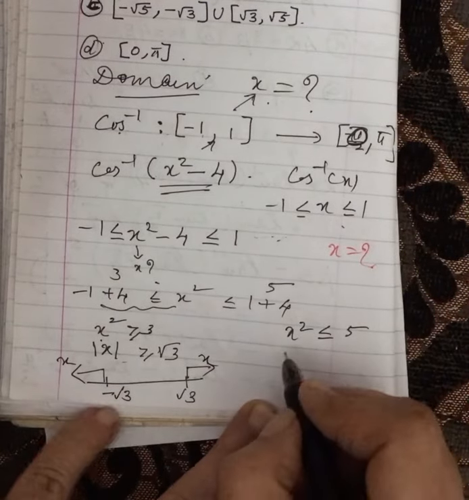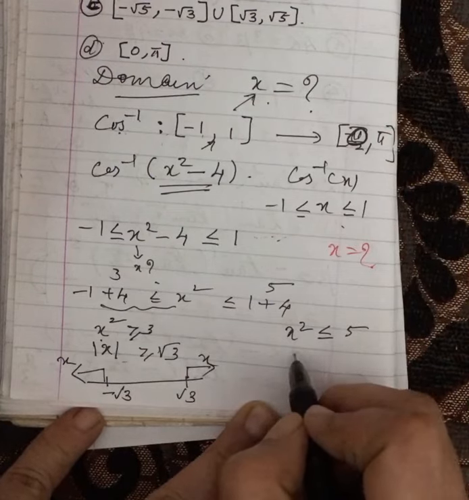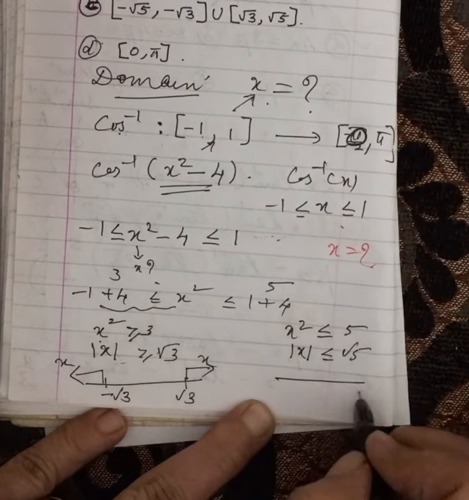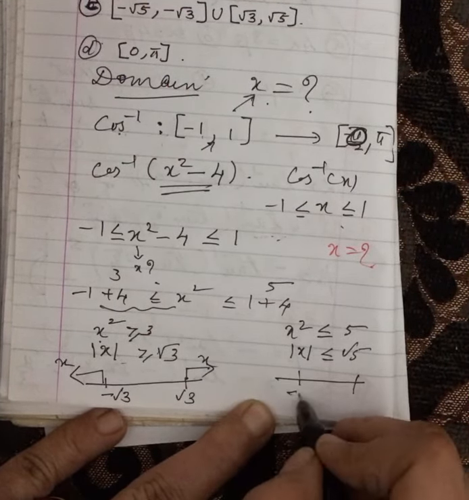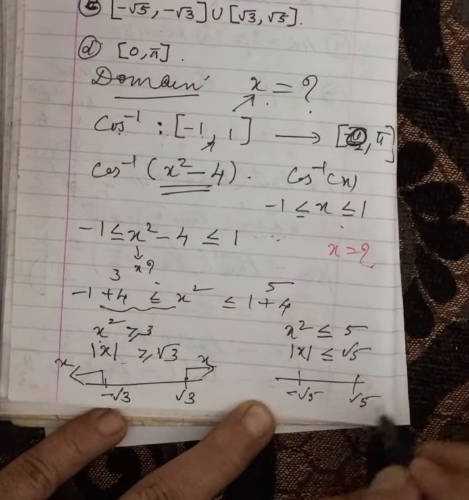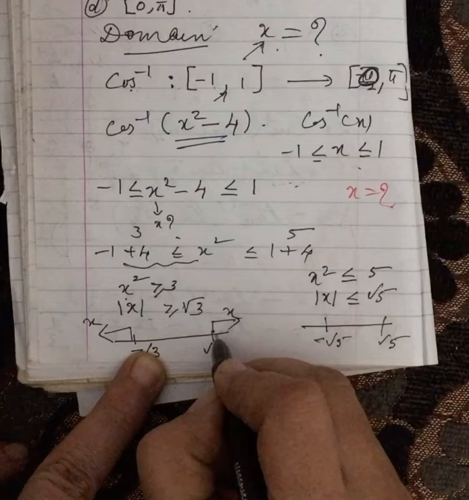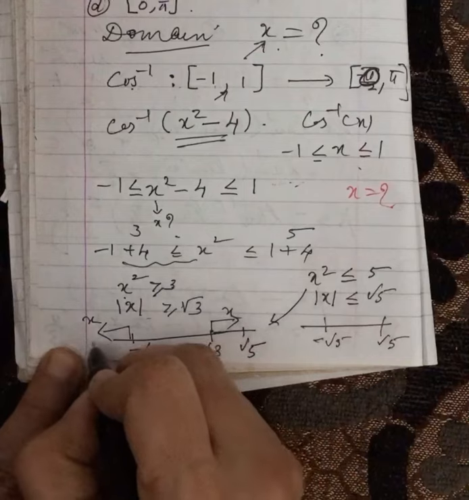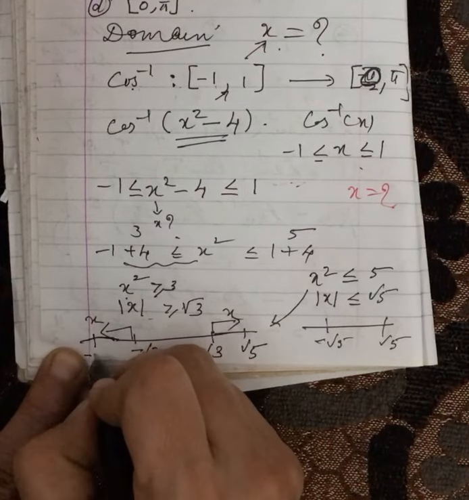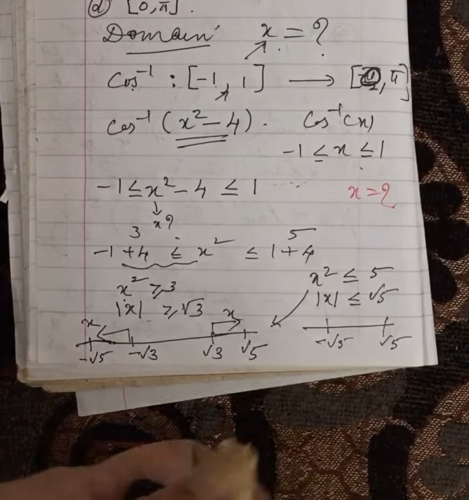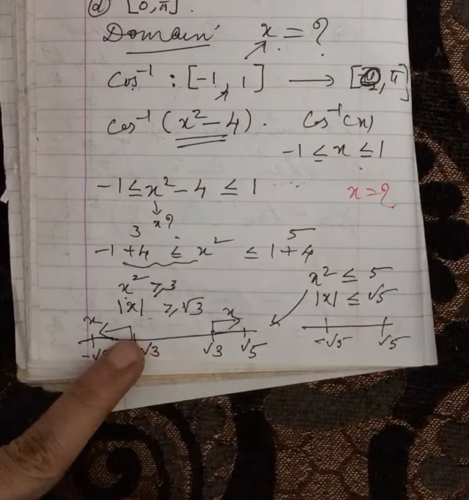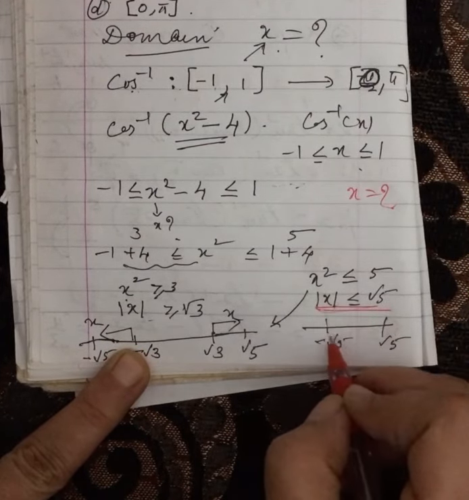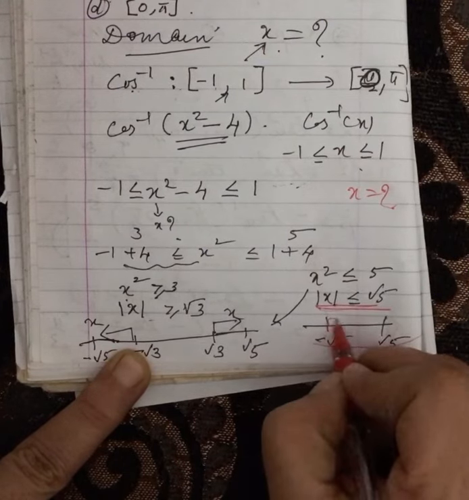Similarly, in the second case also, x square is less than or equal to 5 means, taking the positive square root, mod x is less than or equal to root 5. Mod x less than or equal to root 5 means within the interval minus root 5 and plus root 5. So everything I will draw on the same number line. Here comes my root 5 and here comes my minus root 5. So mod x less than or equal to root 5 means it will be within minus root 5 to plus root 5. So this will be here.